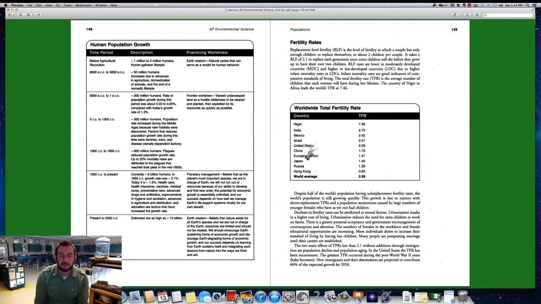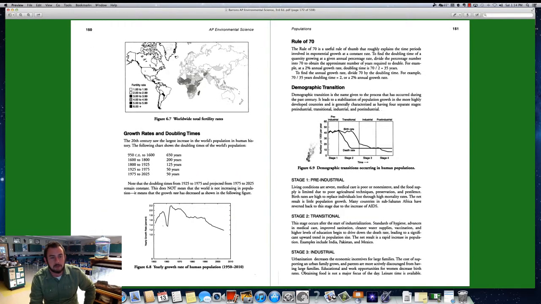The greatest TFR occurred in the post-World War II years, the baby boomer era, and new immigrants and their descendants are projected to contribute to 66% of the expected growth by 2050. And this is kind of saying, we've talked about this before, and maybe you've heard this before, that Caucasians will basically be a minority because we have new immigrants coming in and having lots of children in our country. So that is a statement that the A.P. Barron's book agrees with as well.